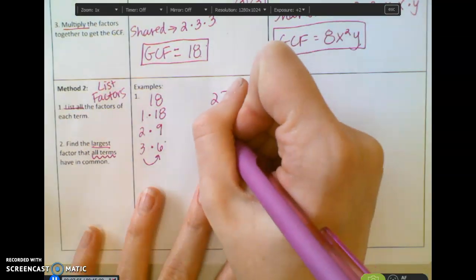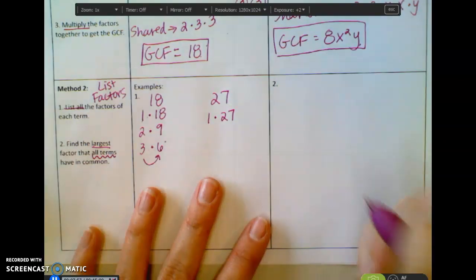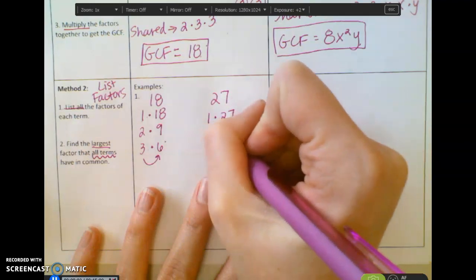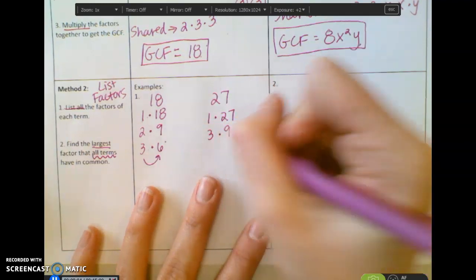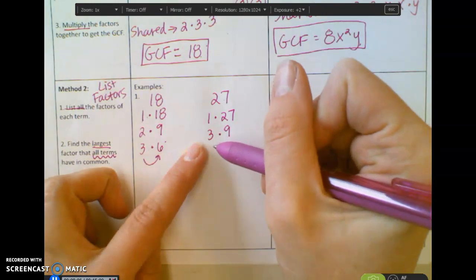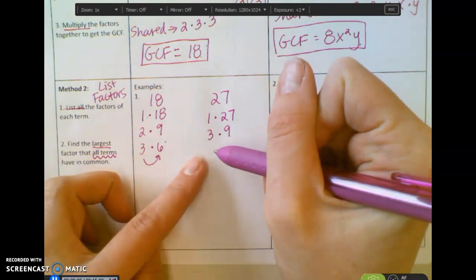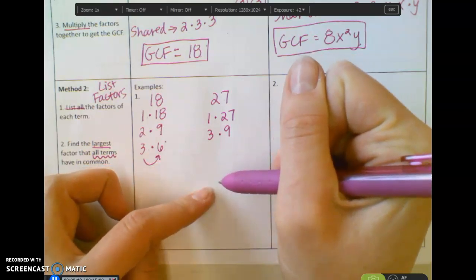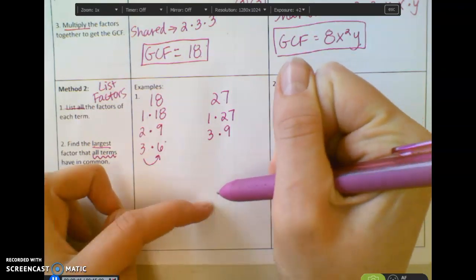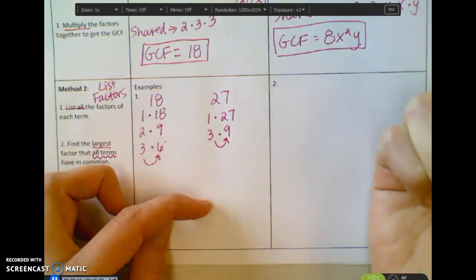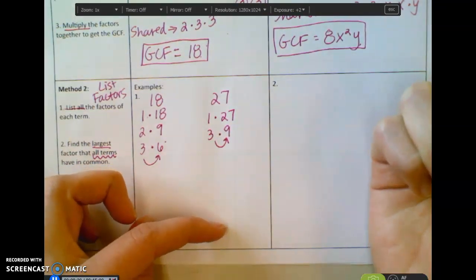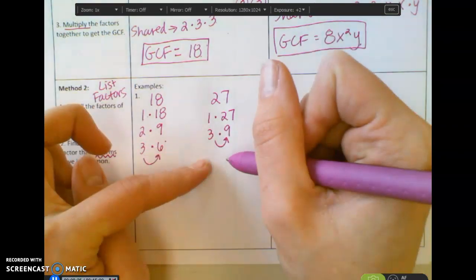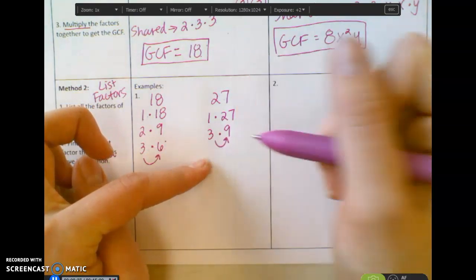27, we start with 1. 1 times 27 is 27. Does 2 go into 27? No. Does 3 go in? Yes. 3 times 9. Does 4 go into 27? No. Does 5? Nope. Does 6, 7, or 8? None of those go into 27. So now we're at 9, and we've looped around. Now I know I went through that kind of quickly, so if you need to put in your calculator 27 divided by 4, 27 divided by 5, that's okay. You can take it slower if you need to.